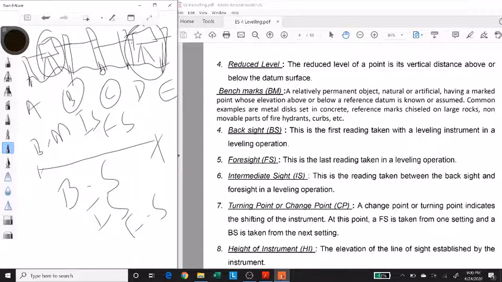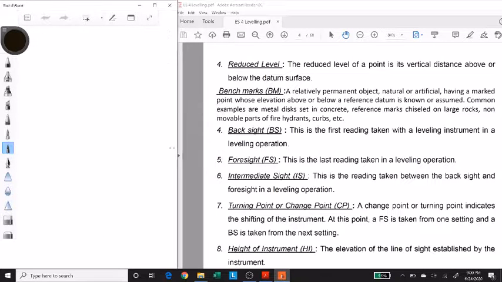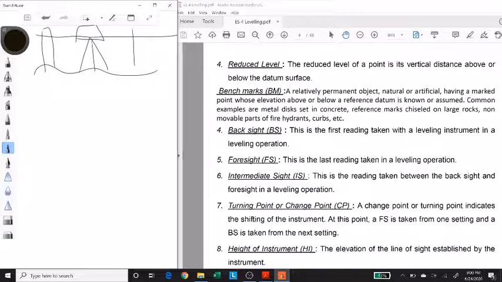And then comes the term height of the instrument. So what we have discussed up till now was that wherever you set up your instrument and you have a constant line of sight and you place the leveling staff at 2 points, the difference in reading between the two leveling staffs gives you the elevation difference between the 2 points. So that is one way to perform leveling.